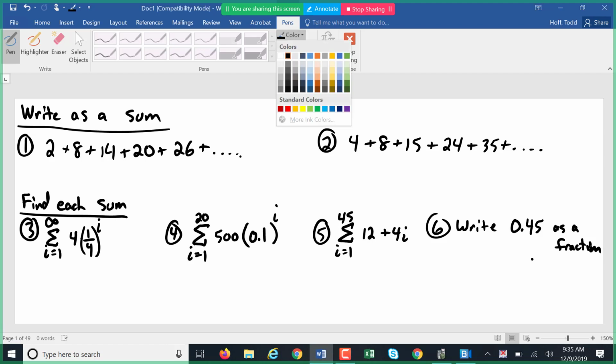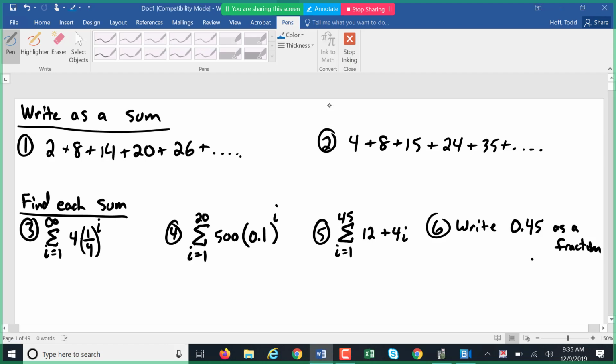So the first two here are a sum, in summation notation, in other words. Now both of these end with the dots, saying that this is an infinite series or infinite sequence. So it's going to be from i equals 1 to infinity for both. Now there are two ways we could write this one. This is an arithmetic sequence. We start with 2 and each time it is adding 6.